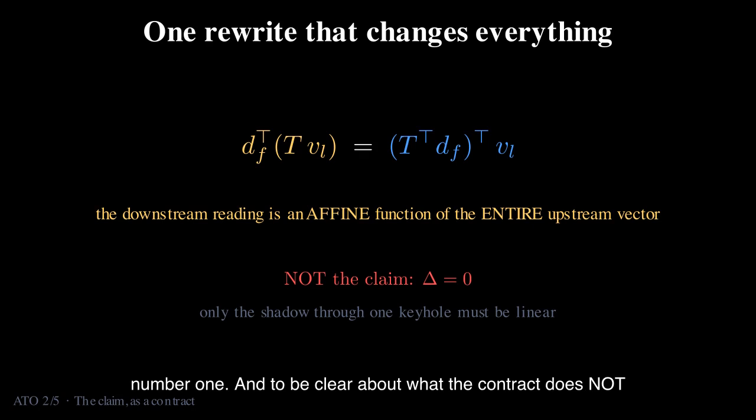And to be clear about what the contract does not say, it does not say delta is 0. 10 layers did plenty. It only says that through this one keyhole, one direction's shadow, their combined effect looks like a straight line.